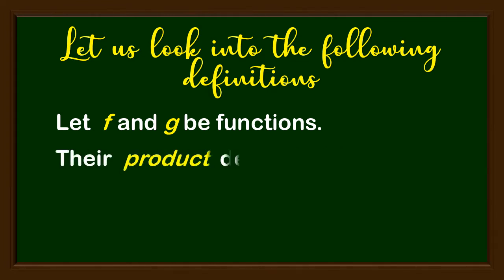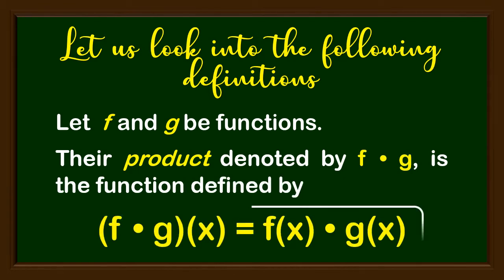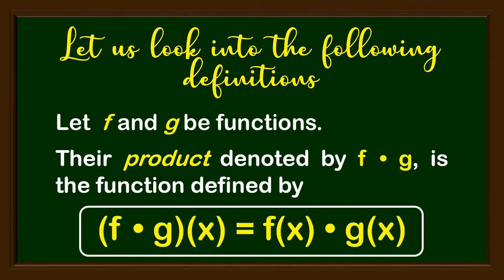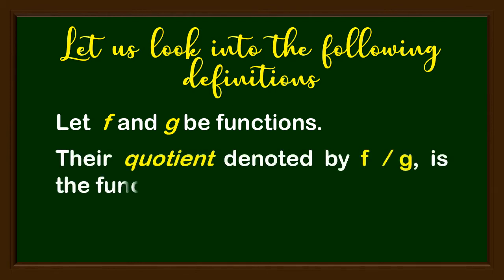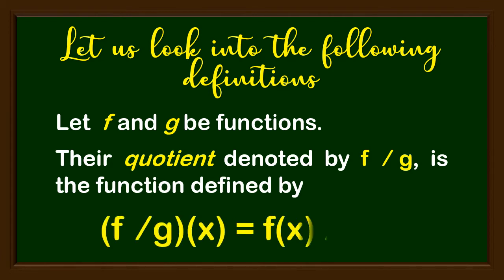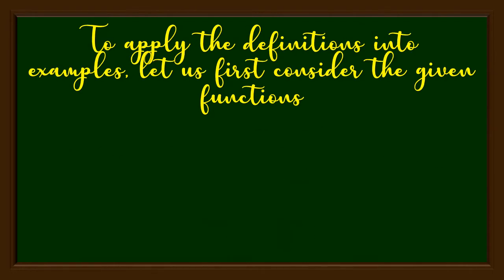Their product, denoted by f times g, is the function defined by f times g of x equals f of x times g of x. Their quotient, denoted by f over g, is the function defined by f over g of x equals f of x over g of x. To apply the definitions into examples, let us first consider the given functions.